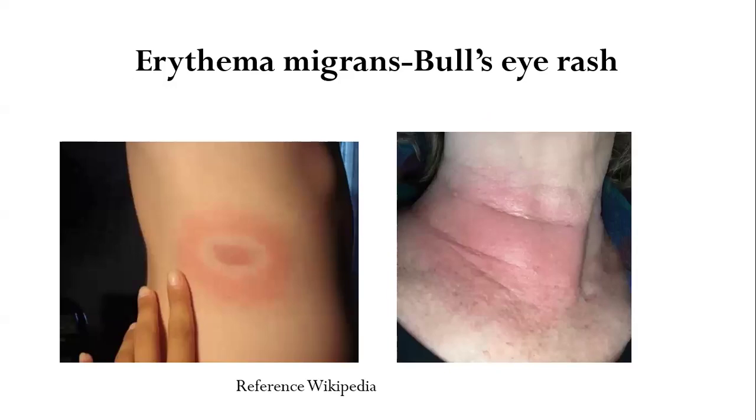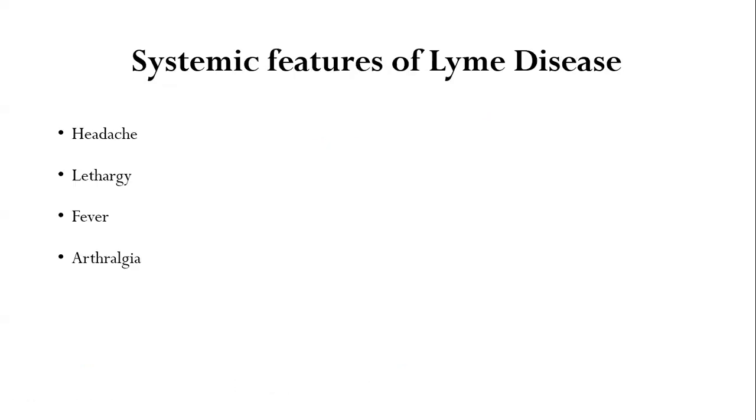So this is how an erythema migrans rash, or Lyme disease rash, looks. This is a typical bullseye rash. As you can see, this is a maculopapular rash forming concentric circles. This is another rash at the site of the tick bite, where you can see some reddish discoloration. So all these are typical examples of the Lyme disease rash.